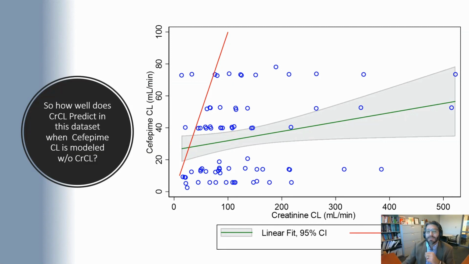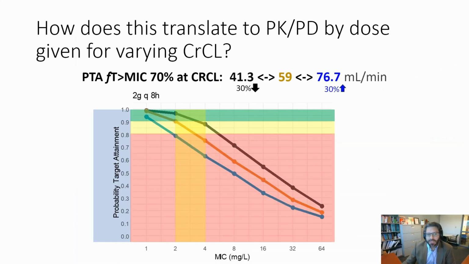So what we're demonstrating here is that there is not a great relationship between cefepime clearance and creatinine clearance, that there's a lot of variability here. It is a good relationship. It's still probably the best covariate we have for describing cefepime clearance. However, there's much more variability than I think is generally appreciated. Now, what does this mean? Where does the rubber meet the road?